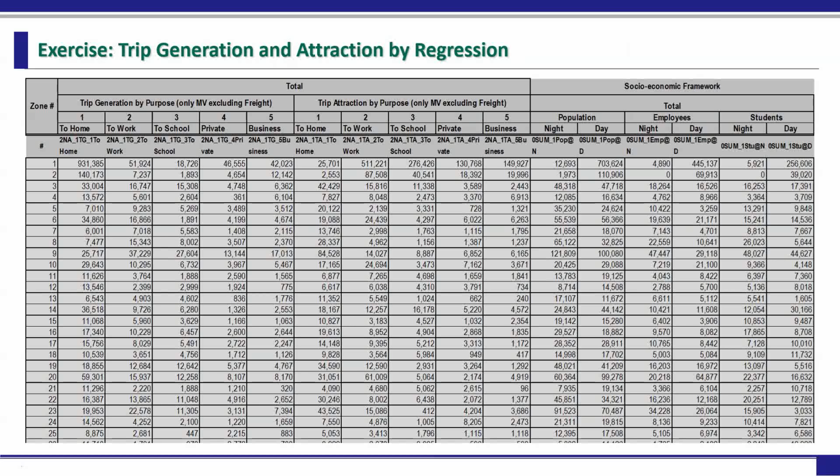Okay, then let's go to the exercise session. I would like you to open up the Excel files. This figure shows the trip generations and attractions. Please note that only motorized vehicle trips are included, excluding the non-motorized trips, including walking. Trip generations and attractions and the socioeconomic framework are developed. So Samuel, please open the Excel files.